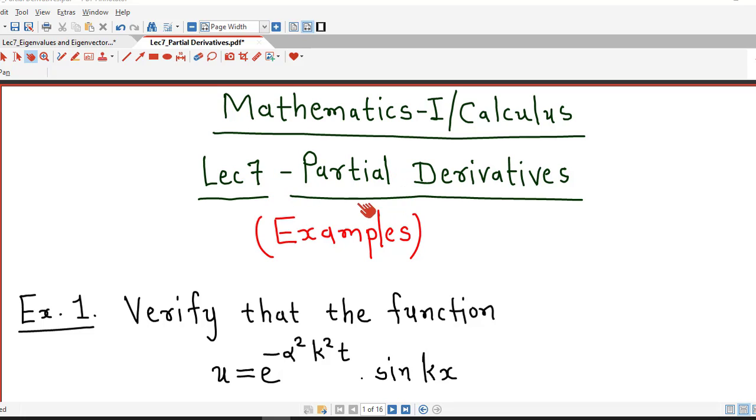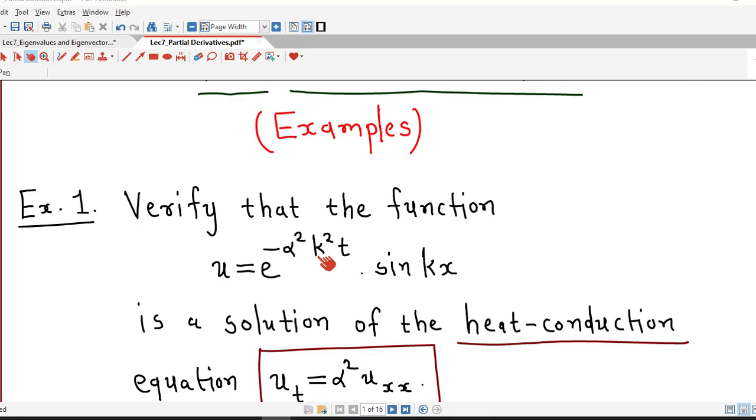Hello everyone, I welcome you in lecture number 7 on partial derivatives. In this lecture we will discuss 3 more examples on partial differentiation. So we start with example number 1.